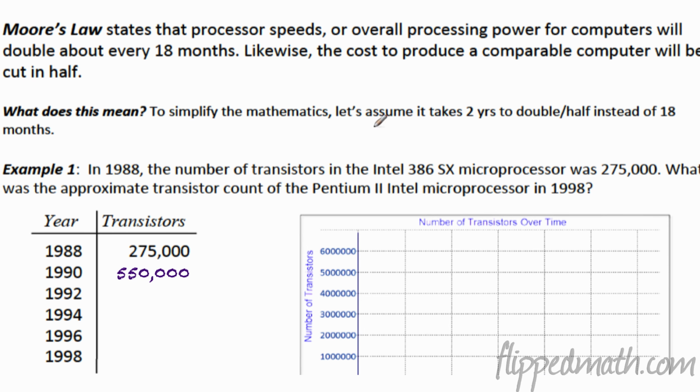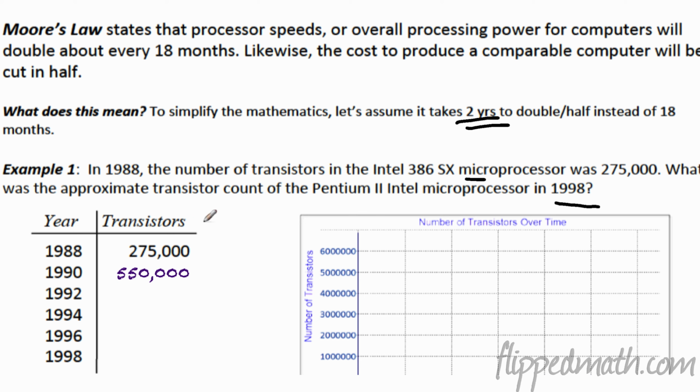So what we're going to do, instead of making it 18 months, we're just going to round it up to 2 years. That makes our math a little easier. And with the first example, let's suppose that in 1988, this is actually a true story, but in 1988, the number of transistors in this microprocessor, the 386SX, was 275,000. What is the approximate transistor count in 1998?